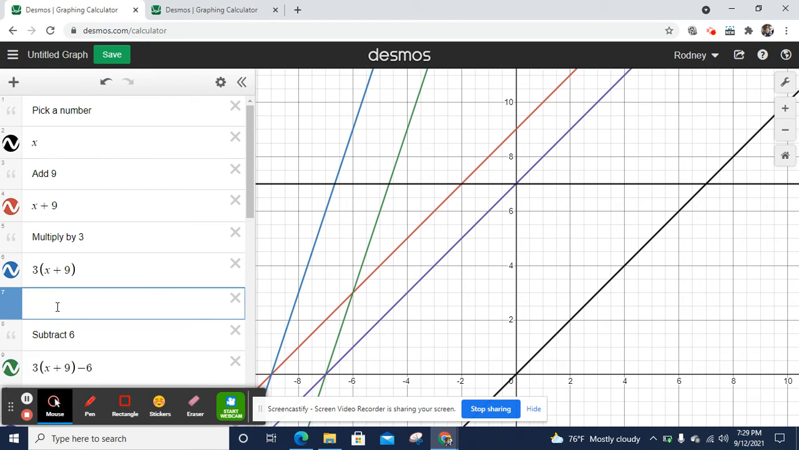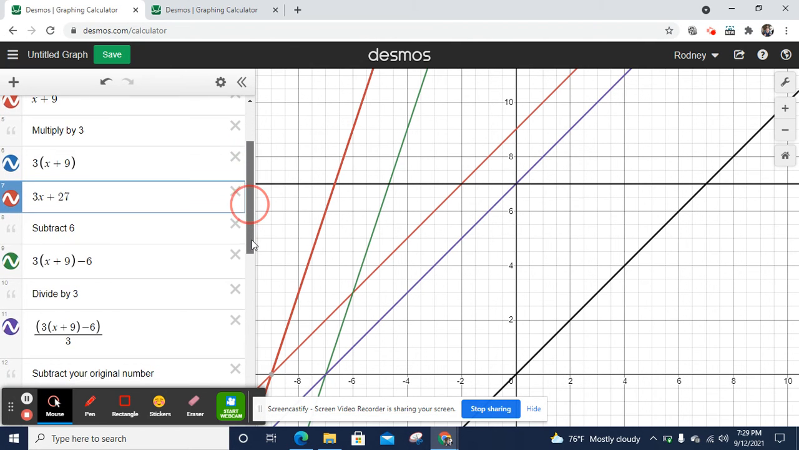And I'm going to simplify it, and I'm going to say 3 times x, which is 3x, plus 3 times 9, which is 27. So I just distributed it. And you might notice that red line is on that same line as that. This means it has the same meaning. It's the same expression. Desmos is treating it as the same equation. y = 3 times (x plus 9). y = 3x plus 27.